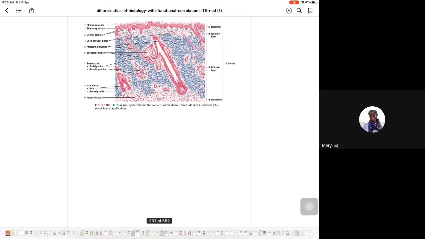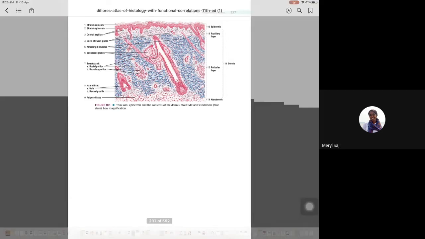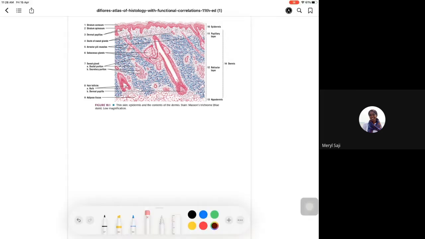So here we have to have some concepts. The skin is divided into epidermis and dermis. Dermis is divided into papillary dermis and reticular dermis, and then subcutaneous tissue. What are the adnexal structures?